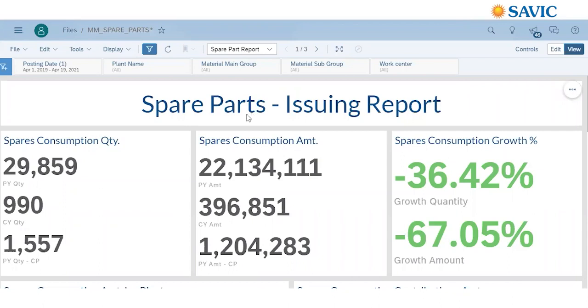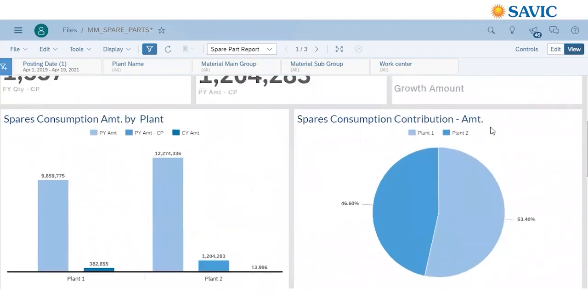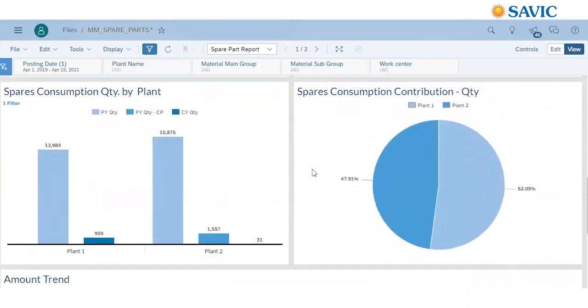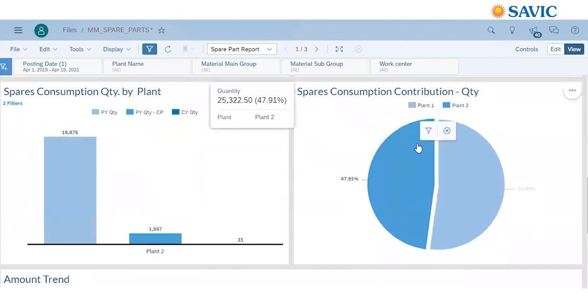year. Also, we have the growth % for the consumption quantity and amount. In the next section, we have the spare consumption amount by plant in the graphical format, and then we have the contribution of each plant in spare consumption amount. We have the similar analysis for the spare consumption in quantity.